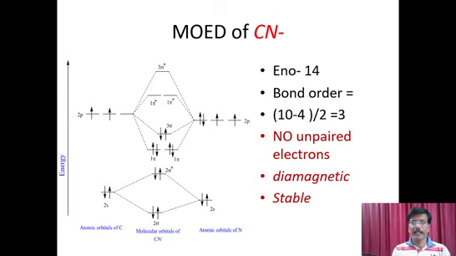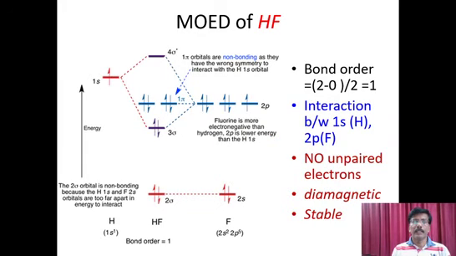Therefore, it is diamagnetic in nature. Now we have come to the last part of these MO diagrams. This is hydrogen fluoride. Hydrogen fluoride is an acid.